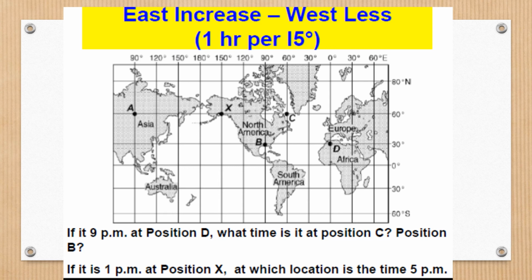Now if it is 9 p.m. at position D, there are a few positions marked on this world map. If it is 9 p.m. at position D, what is it at position C and at position B? And if it is 1 p.m. at position X, at which location is the time 5 p.m.? You can copy the question and try and resolve it. If you're smart, it will take you less than a minute to locate the answer.